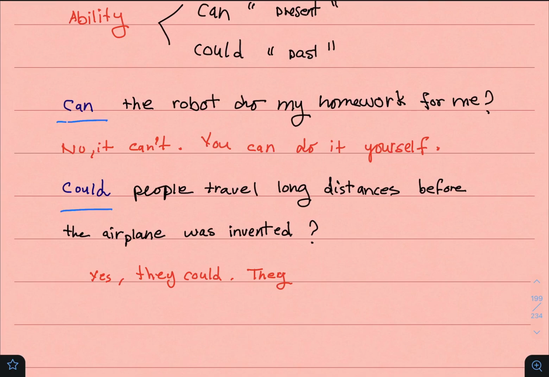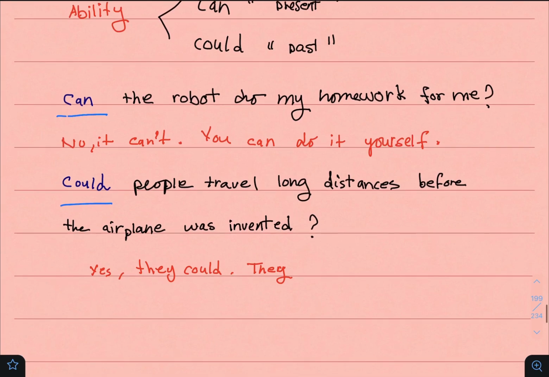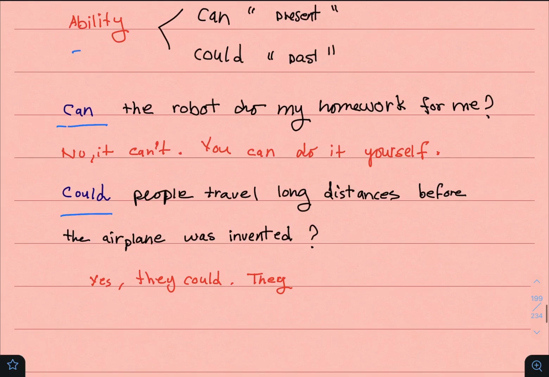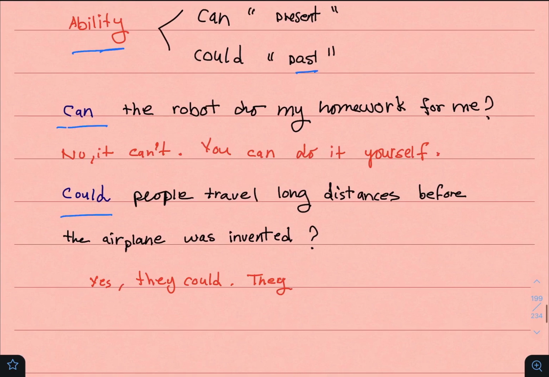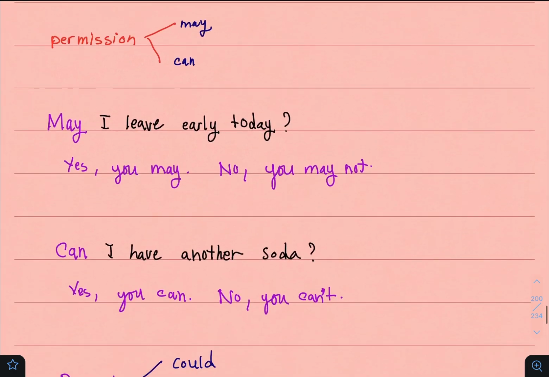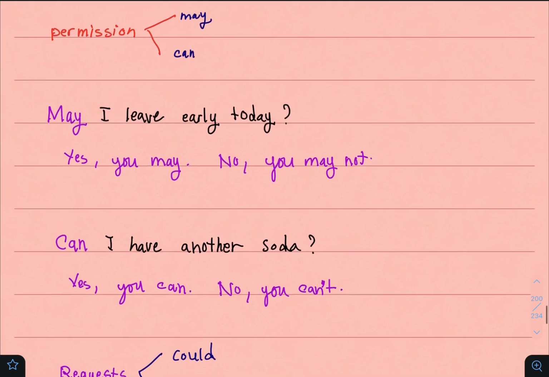But could people travel long distance before? Okay, could people here travel long distance before the airplane was invented? Okay, this is asking about ability, but of course with could in the past. Yes, they could. I haven't finished writing this sentence, so I'm gonna continue. يعني راح أكمل كتابتها. Yes, okay, they traveled by ship. طبعا هم كانوا يسافرون الناس بواسطة السفن في الماضي. اوكي، قبل طبعا اختراع الطائرات، وقبل الطائرات كانوا يسافرون باستخدام الحيوانات مثل الكاملز والهورسز.